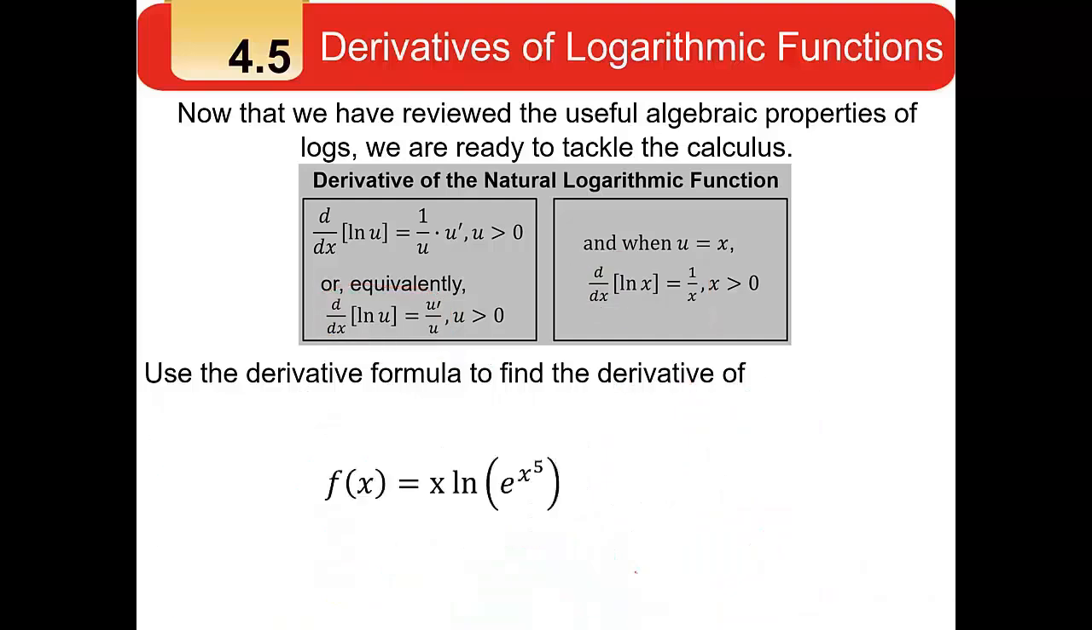How about this? Find the derivative of f of x equals x times the natural log of e to the power of x to the 5th. Now that looks horrible, but there's a trick that makes this problem so easy, because this is the natural log of e to a power. Forgetting about the x for a minute in front, the second part is the natural log of e to a power. You've got something that tells you that can be simplified.